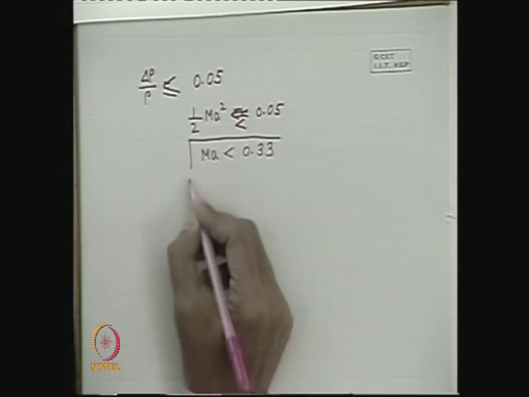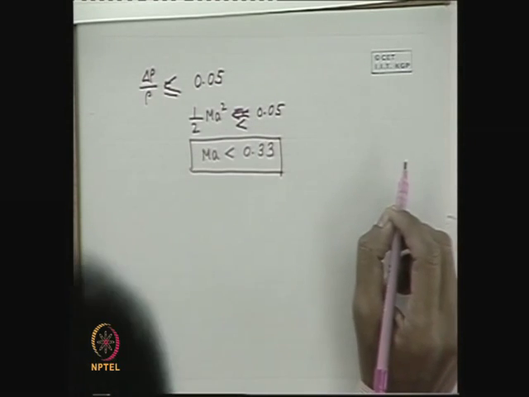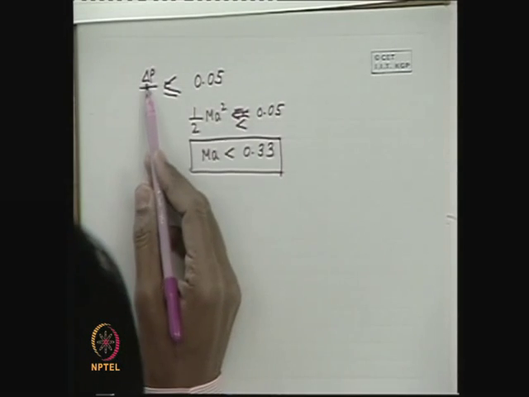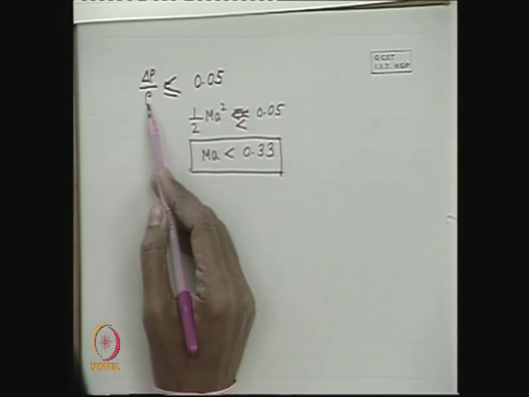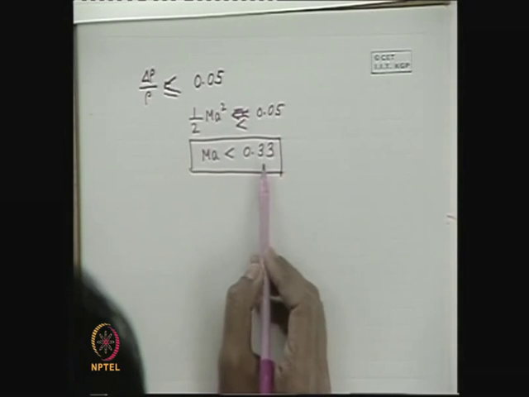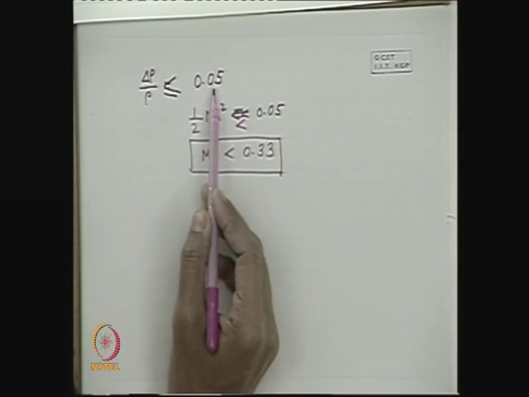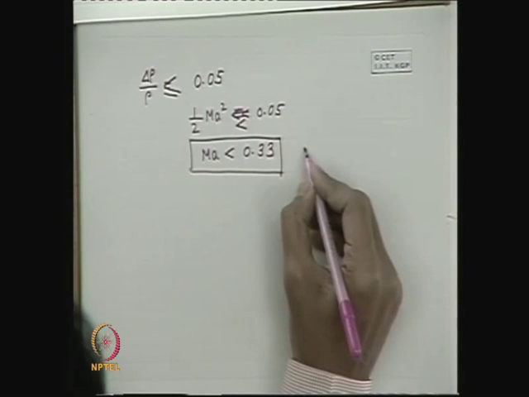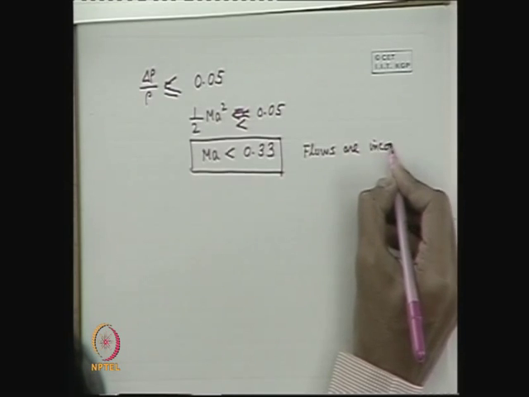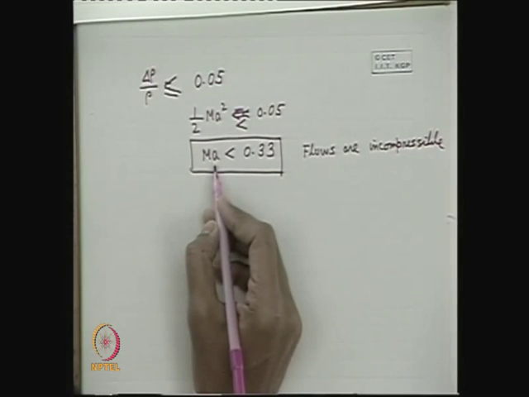So, this is a very important conclusion you have to remember throughout your life whenever you deal with flows of fluids: when the Mach number of flow is less than 0.33, the variation in density is 5% of the initial density or below; at 0.33 it becomes 5%. So, when the Mach number is equal to or less than 0.33, the change in density is equal to or less than 5% of the initial density, and the flow can be considered incompressible. Therefore, whether a flow will be compressible or incompressible depends upon this dimensionless parameter, the Mach number.